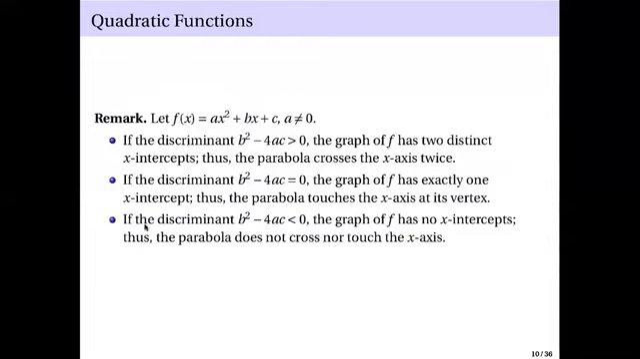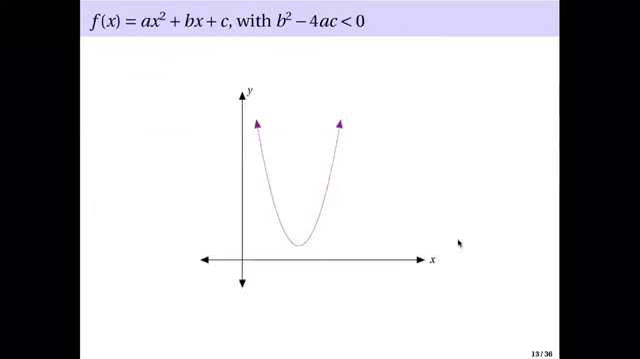And finally, if the discriminant b squared minus 4ac is less than 0, the graph of f has no x-intercepts. This means the parabola does not cross nor touch the x-axis. Graphically, we can see it this way. This is the graph of the parabola, and this is your x-axis. If a is positive, the parabola opens upwards, and when b squared minus 4ac is less than 0, the parabola is completely above the x-axis.